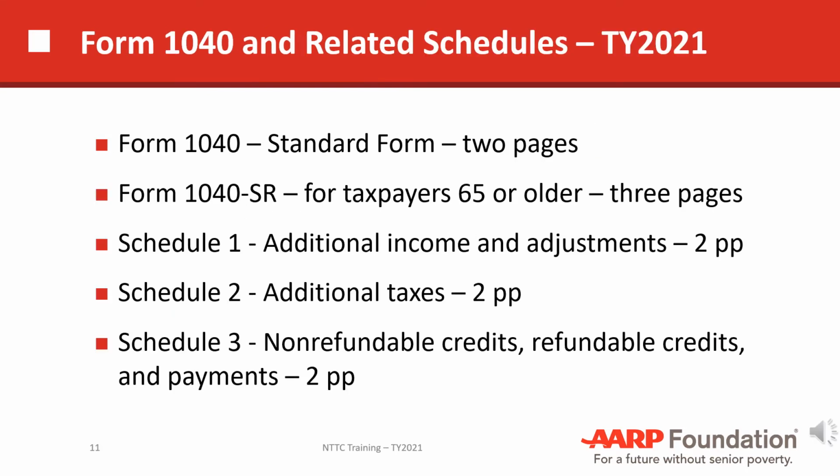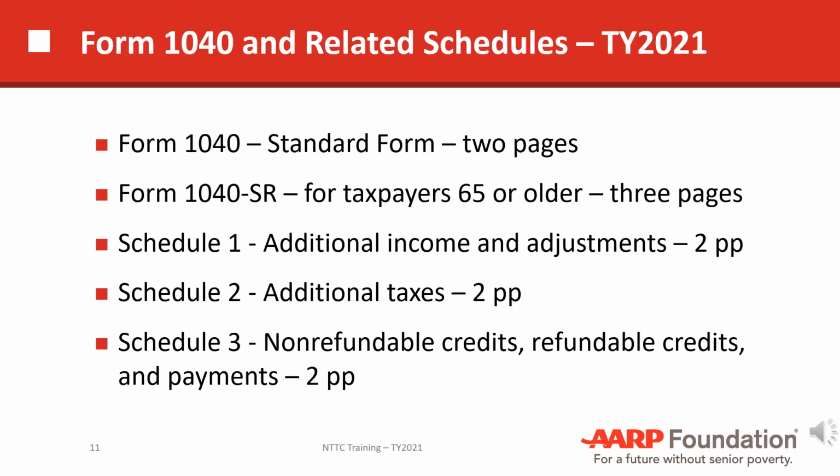Let's look at the Form 1040 for 2021 and its related schedules. We have two different Form 1040s in 2021. One for the standard format, which is for people generally under 65 years old. And then we have the 1040 SR for seniors or taxpayers 65 or older that actually has larger type and covers 3 pages rather than the 2 pages of the standard format.